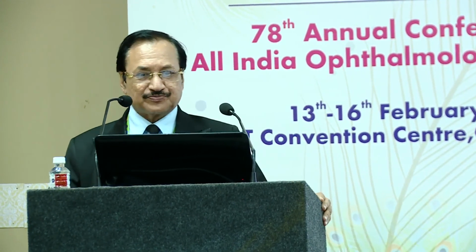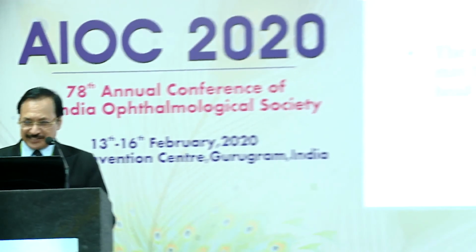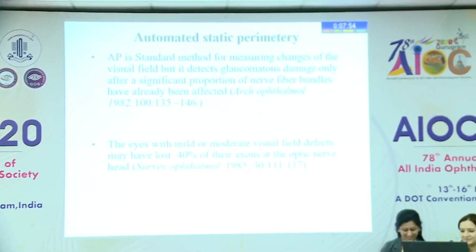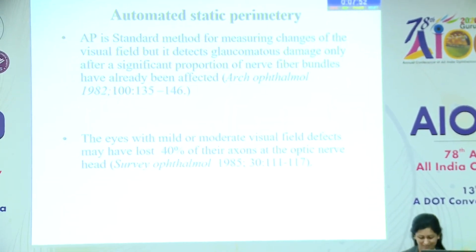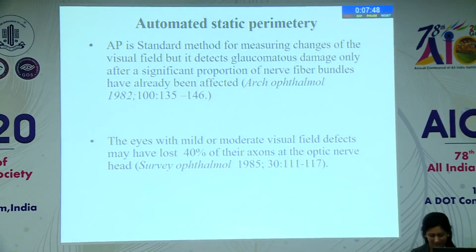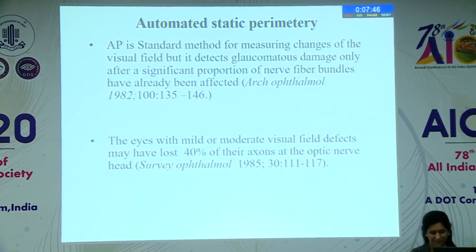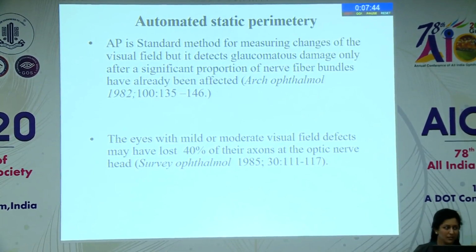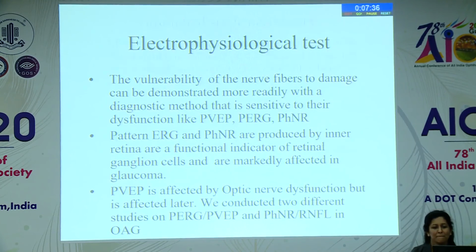Good afternoon. I will be speaking on clinical application of electrophysiology in glaucoma and neuro-ophthalmology. Automated static perimetry is the standard method of measuring changes of the visual field, but it detects glaucomatous damage only after a significant proportion of nerve fiber bundles have already been affected. Eyes with mild or moderate visual field defects may have lost 40% of their axons at the optic nerve head before showing changes.